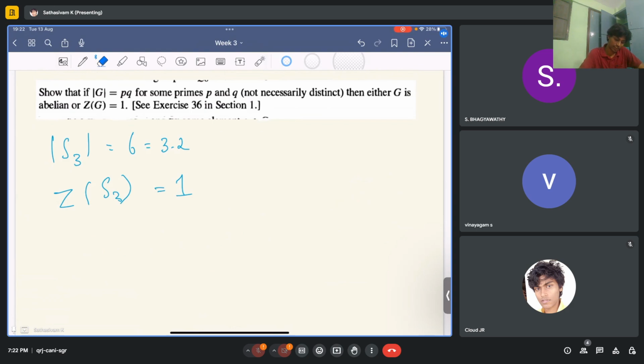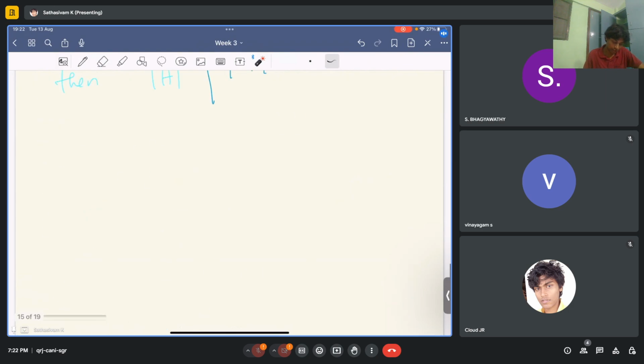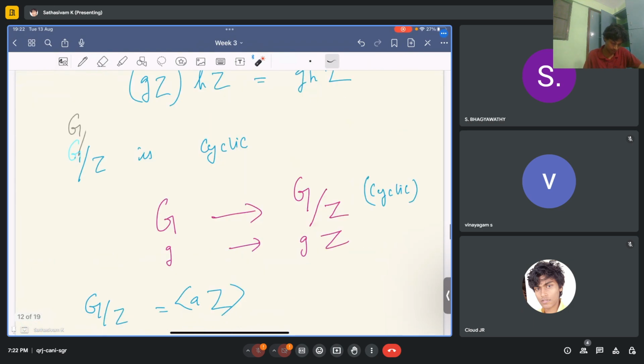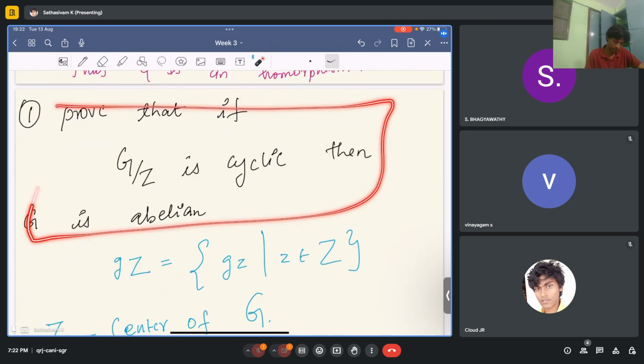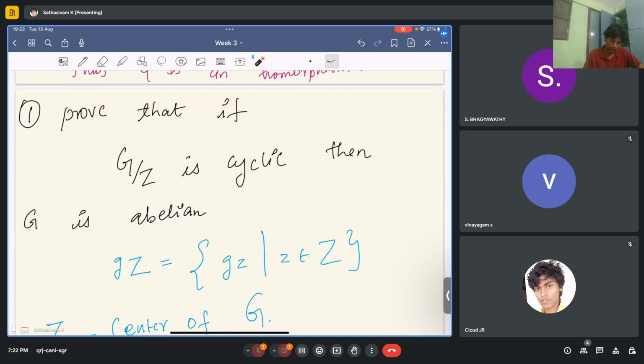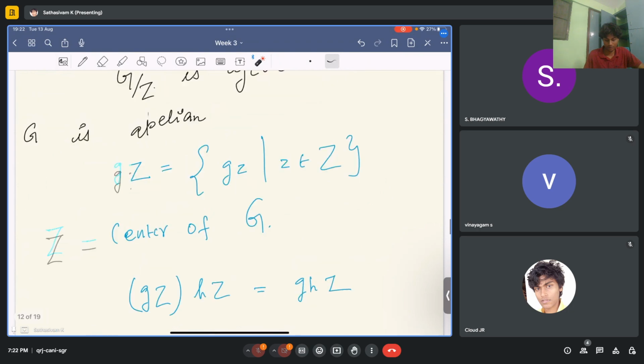Yeah, by the way, there's a hint here. I didn't write it here, but the hint basically says this one. This you can use. So that's the hint. What you can say is, if G by Z is cyclic, then G is abelian. Okay, so that is the hint.